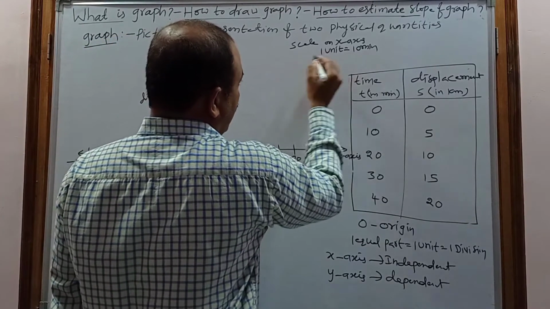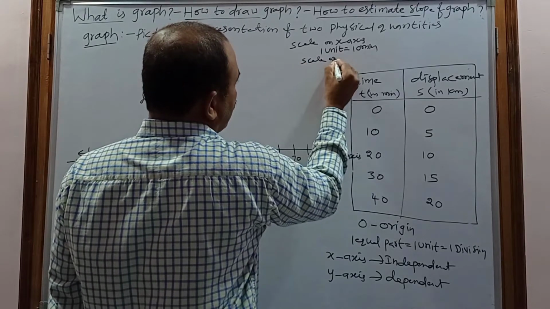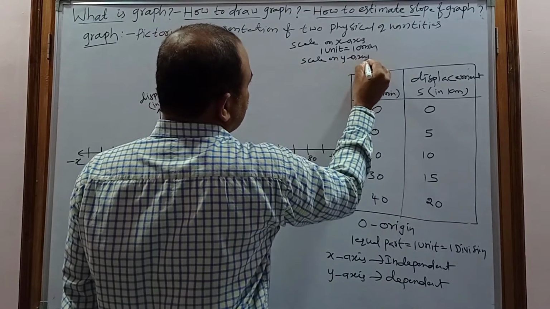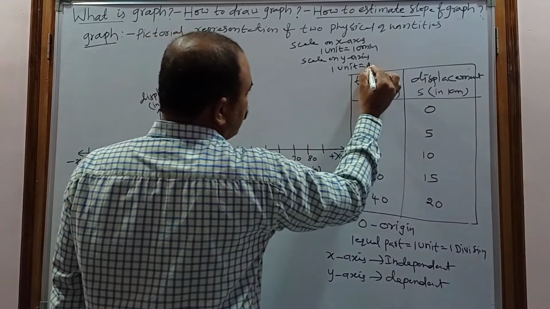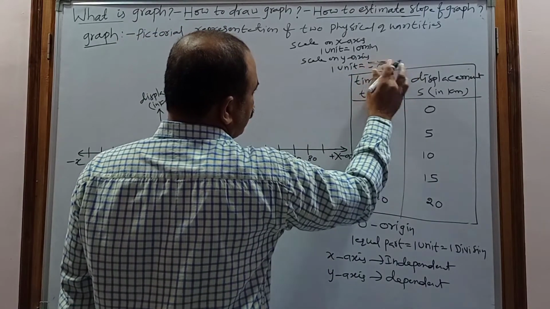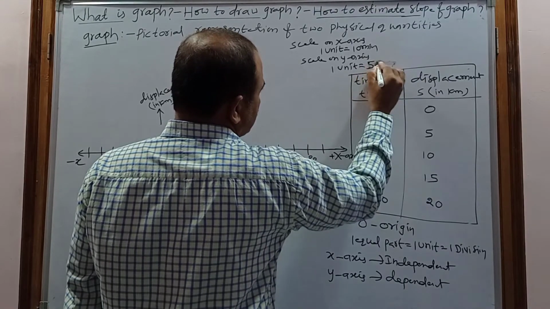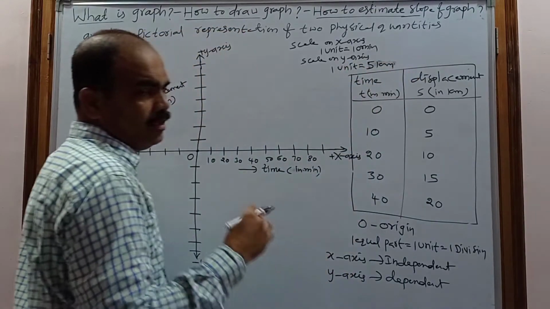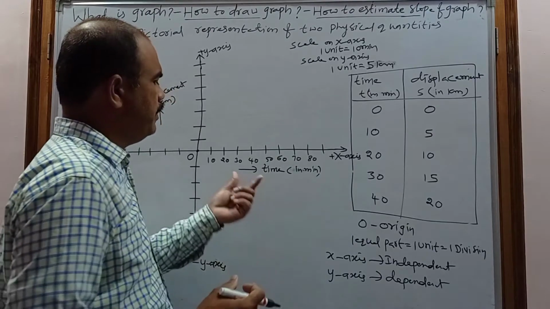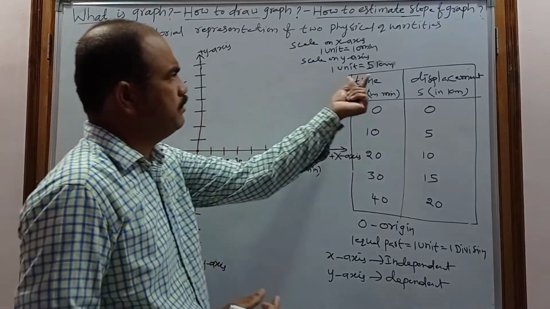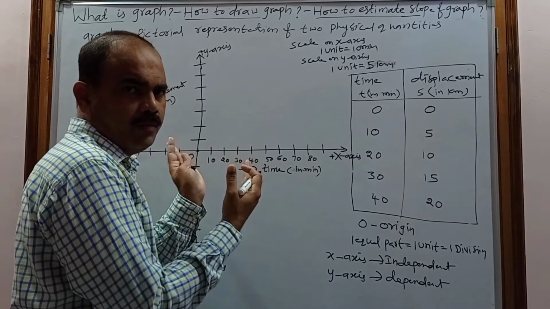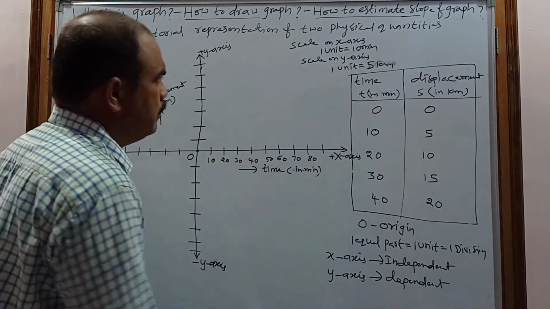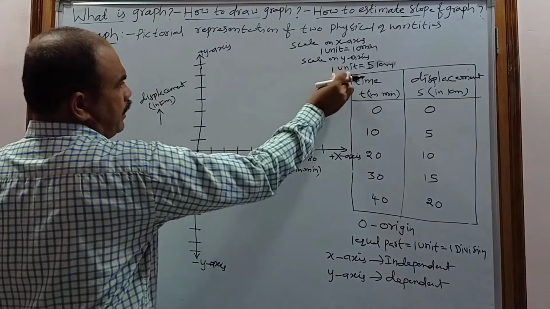So next, scale on the y-axis: 1 unit equals how much? I am taking 1 unit as 5 kilometer. That is your choice. How much you take for a unit is your choice. I am taking 1 unit on the axis as 5 kilometer. You may take 1 kilometer or 2 kilometer or 3 kilometer. That is your choice, but I am taking 1 unit as 5 kilometer.